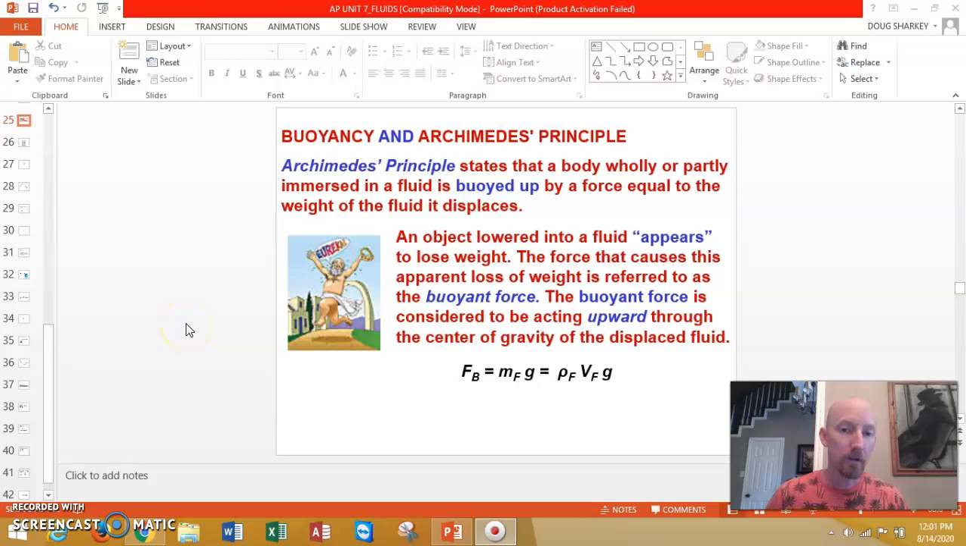Hey guys, I want to make a quick video about buoyancy and Archimedes' principle. The principle states that when you put something into a fluid, if that thing pushes aside an amount of fluid equal to the weight of the thing, so if the weight of the fluid moved aside is equal to the weight of the actual thing, then it will float. Okay? And here's some math for you. I'm going to go through that here in a minute. Okay, so this is the thing.